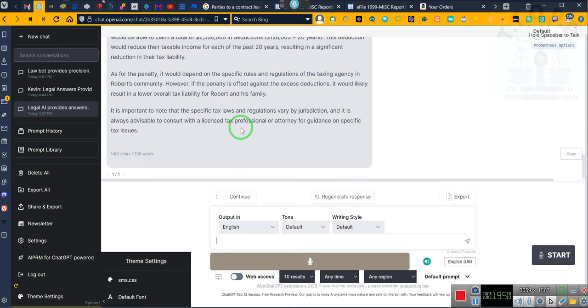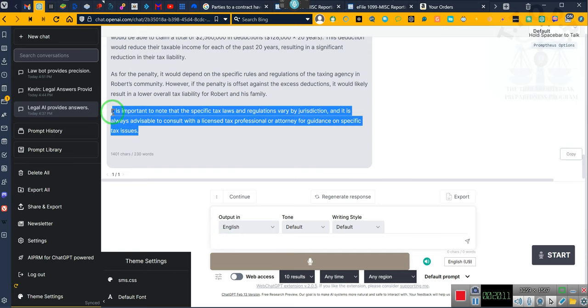As for the penalty, it would depend on the specific rules and regulations of the taxing agency in Robert's community. However, if the penalty is offset against the excess deductions, it would likely result in a lower overall tax liability for Robert and his family. It is important to note that the specific tax laws and regulations vary by jurisdiction, and it is always advisable to consult with a licensed tax professional or attorney for guidance on specific tax issues.